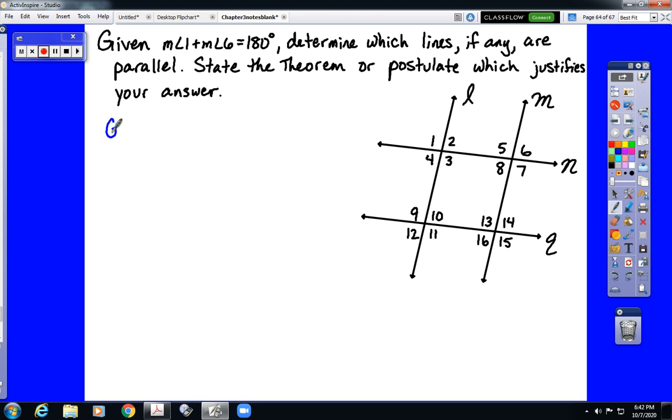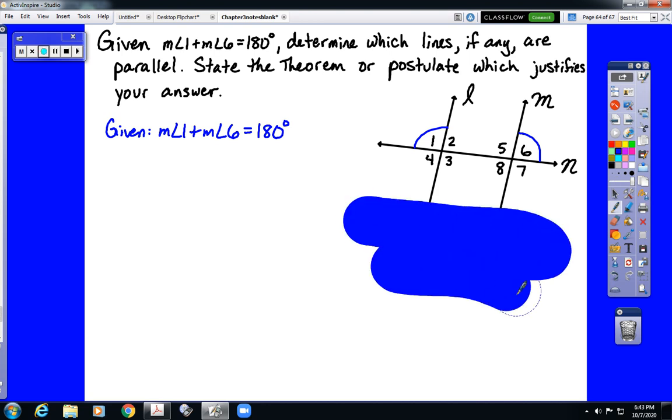We are not given that two angles are congruent. We are given that angle 1 and angle 6 are supplementary angles. So we go in and we mark angle 1 and angle 6. Notice how we are not using the bottom half of the graph. So we're just going to cover it up with our hand. Okay, and then we look at what we've got.